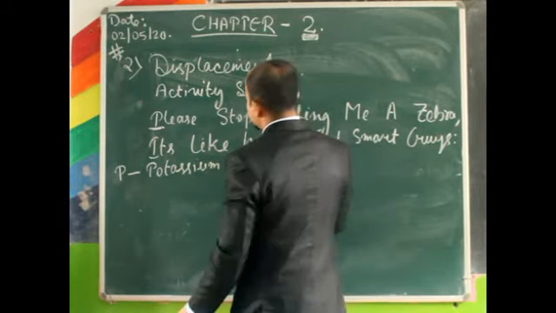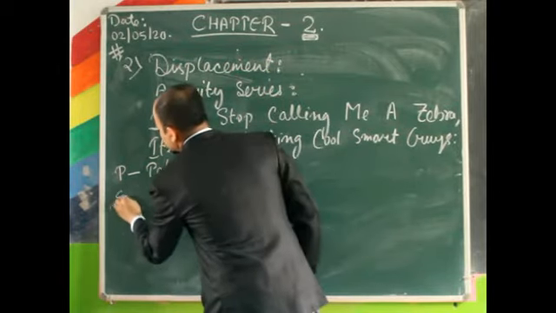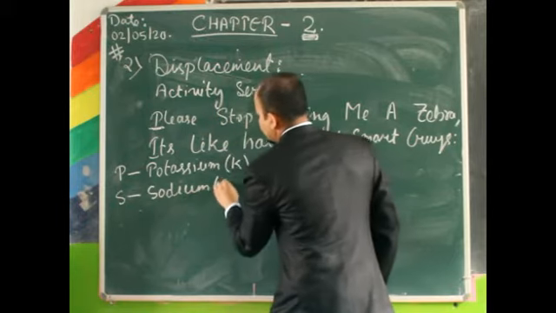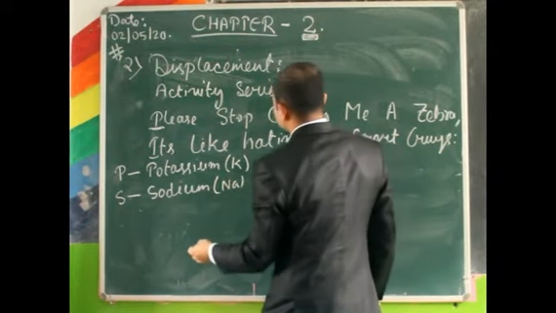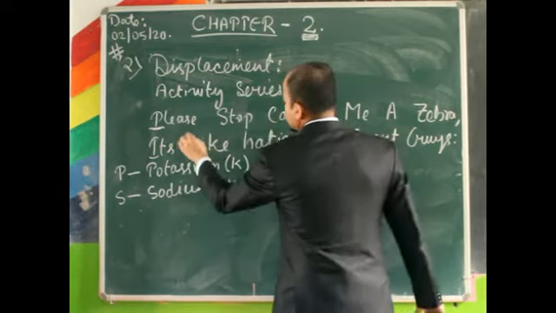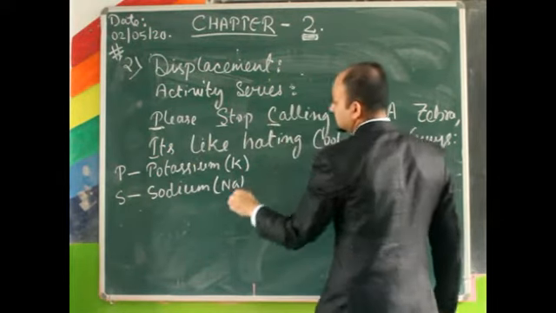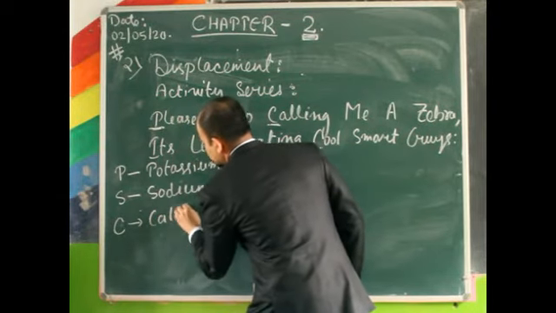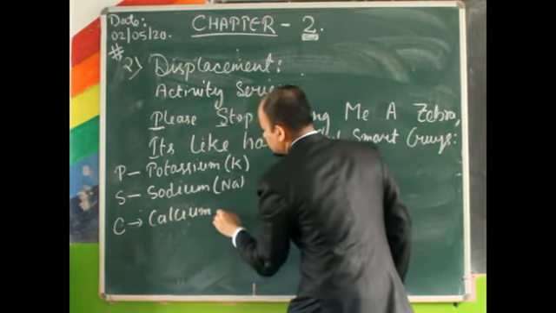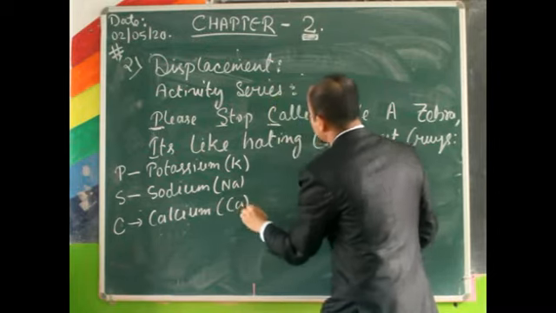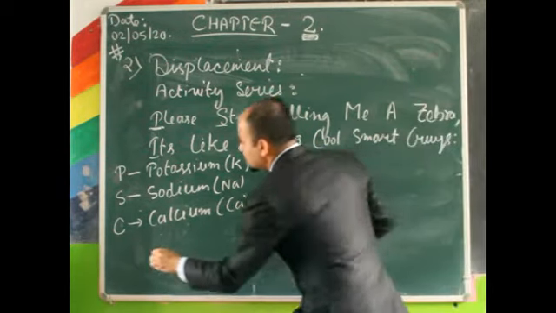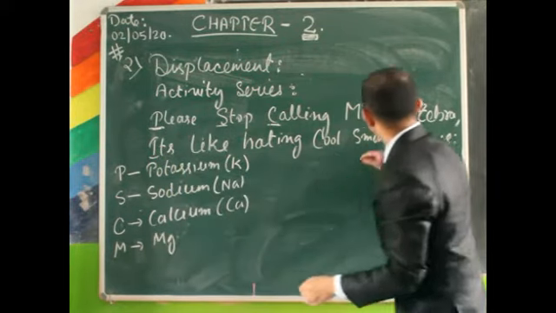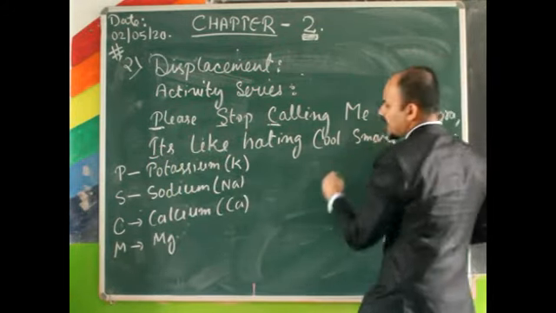K as for sodium, Na, and this C for calcium, after that comes Me, M for magnesium, A stands for aluminium.